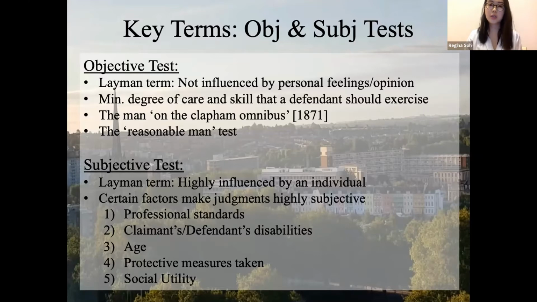And then a subjective test is just the opposite of that. In layman's terms, it means the person, the defendant or the claimant, is highly influenced by their individual characteristics. And in tort law specifically, there are certain factors that can make judgments highly subjective, which means the judge will choose to use the subjective test instead of the objective test.